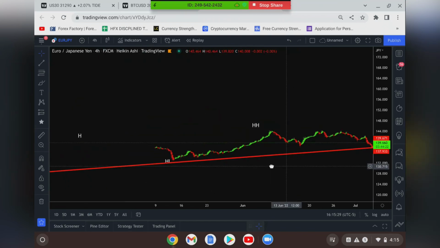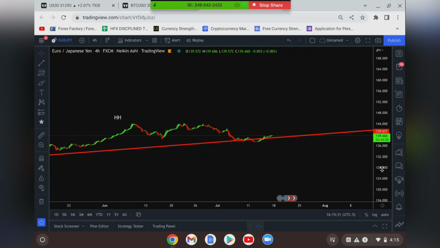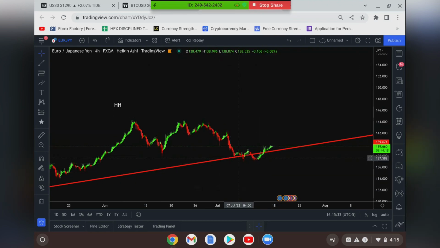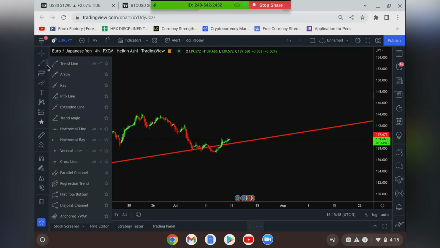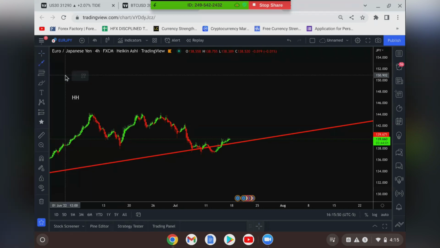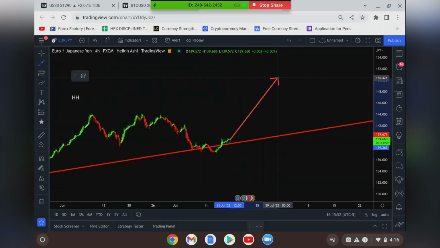All right. And currently I can see that price is currently testing our trend line. Okay. So this lets me know that price is going to do one of two things. All right. It's either going to break this trend line and start to move in the downward direction, or it's going to bounce off of this trend line and actually continue up. All right. Just like this. Boom.